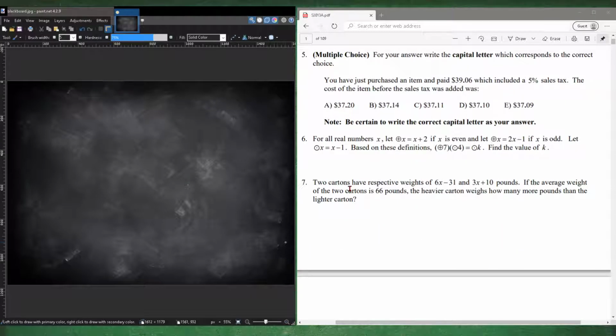Okay, number 5. You have purchased an item and paid $39.06, which includes a 5% sales tax. The cost of the item before the sales tax was added was, okay, so the 39.06, that is a 5% markup. So then you have 1.05, a 5% increase from 100, times the original price, which I could call x, to get 39.06. So to get x, you just divide the two numbers, 39.06 divided by 1.05, to get 37.2, which is answer A.